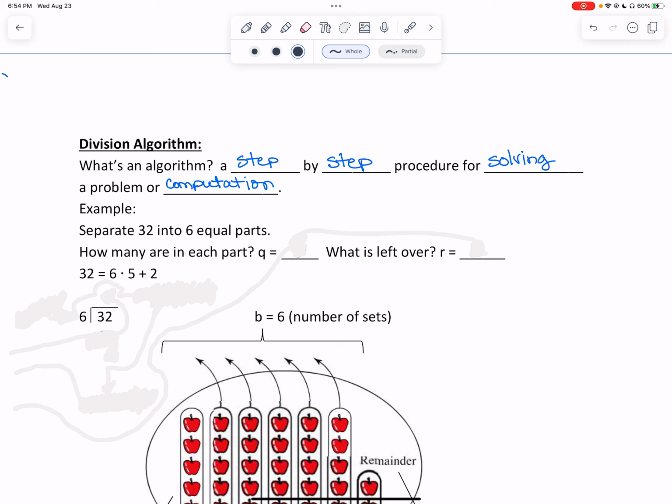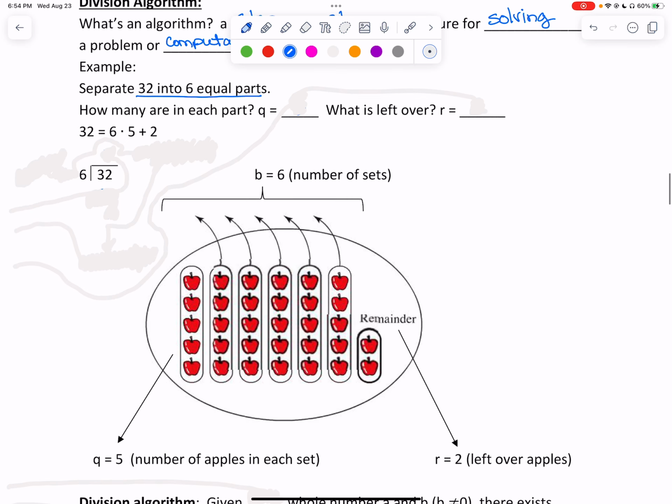So first thing we're going to do is we want to separate 32 into 6 equal parts. So we have these apples, and we're going to separate them into boxes, right? So we've got 1, 2, 3, 4, 5, 6 boxes. So we can separate them again, just like we're dealing cards, and put an apple in each box, and then come back and put another apple in each box until we're done.